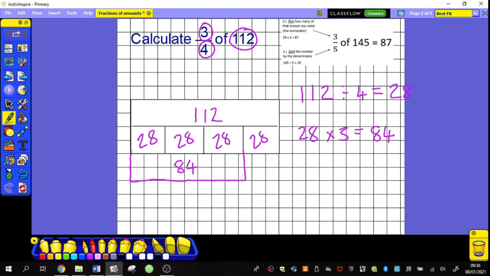Now every time you work out one of these calculations, I will expect you to show your workings, just like I have here, and to represent this in a bar model as you go along, just as I've shown you there.